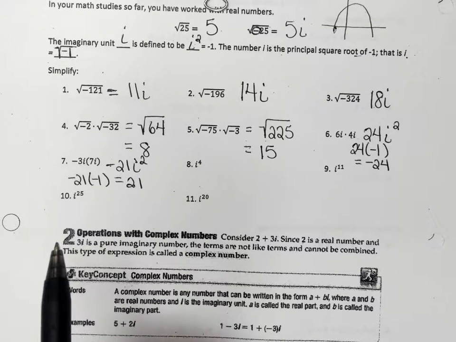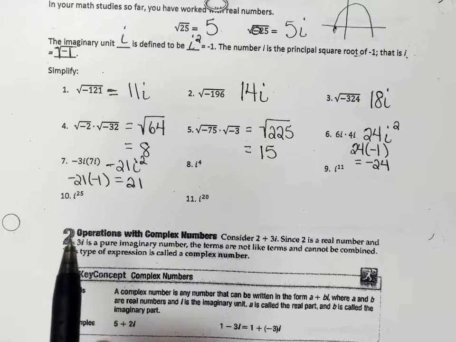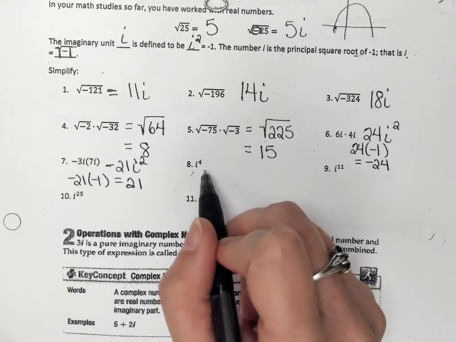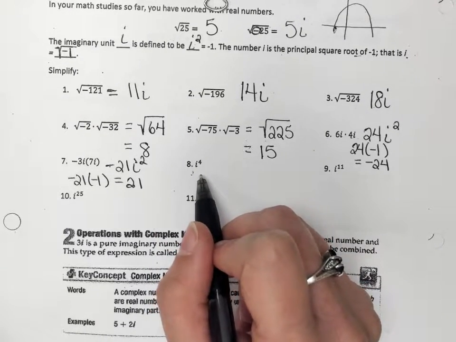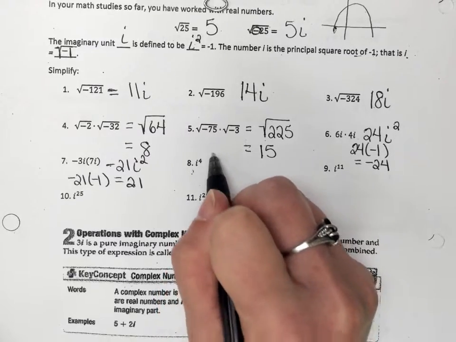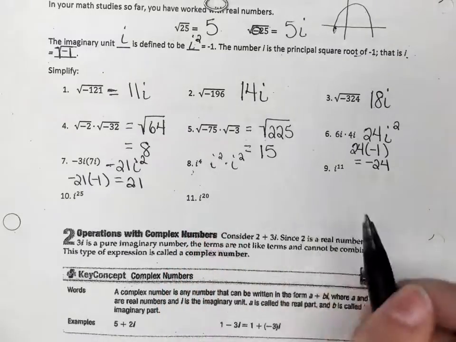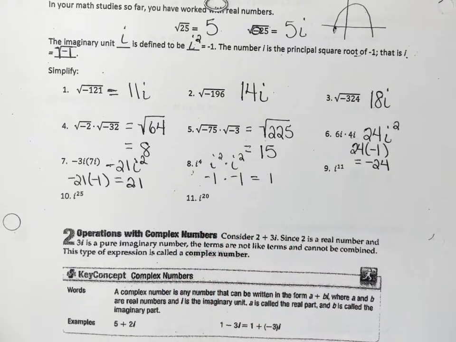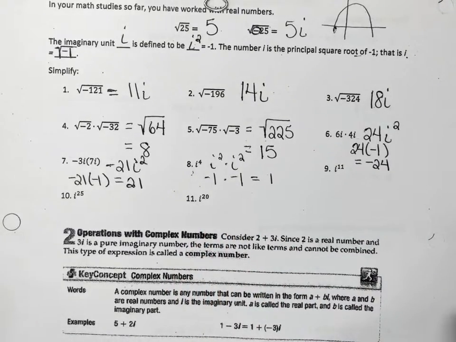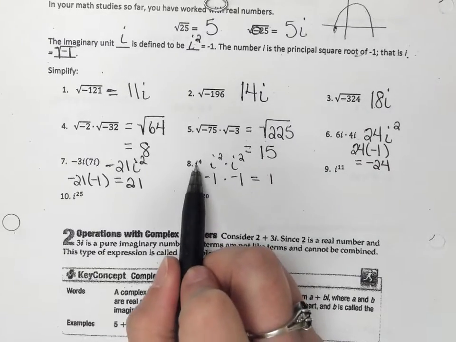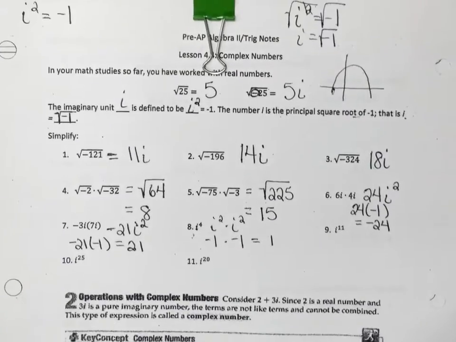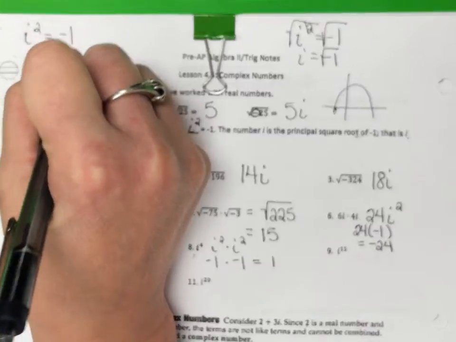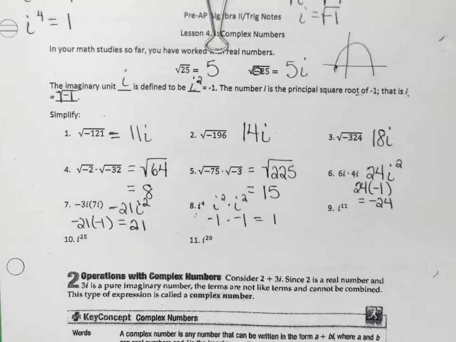Okay, what about this one? It would, right? Because this is i squared times i squared. So that's -1 times -1, which is +1. Very nice. So what you need to know, this is very, very important: i squared is -1, and i to the 4th is +1.